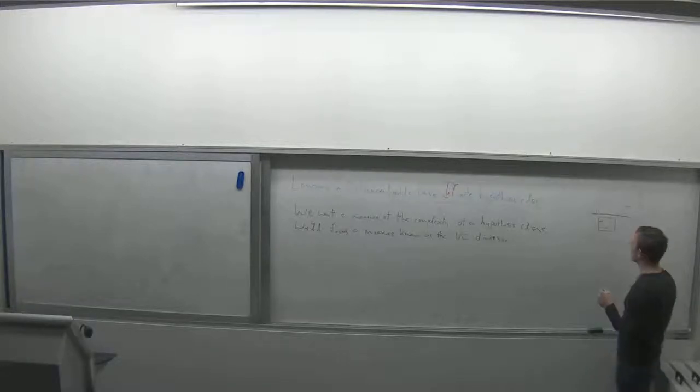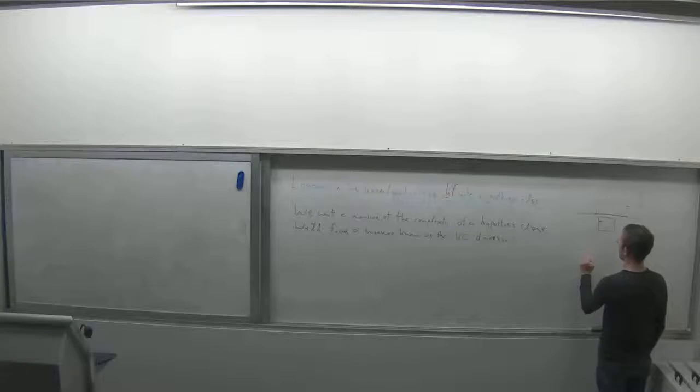So the question would be, can I find a set of 2 points that I can label in all ways? Okay. All right. So let's say 3.